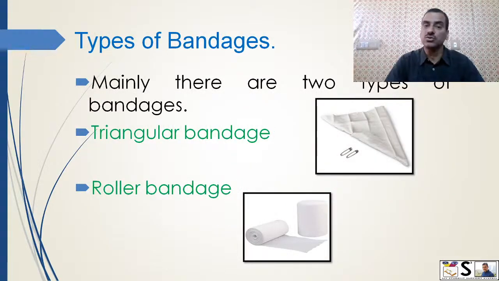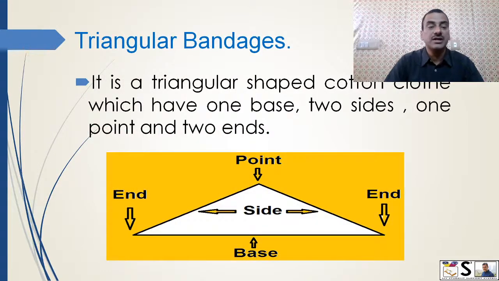Now we come to the types of bandages. Mainly, there are two types of bandages: triangular bandage and roller bandage. What is a triangular bandage? A triangular bandage is a triangular shaped cotton cloth or any other material cloth which has one base like this, and two sides. This is one side, this is the second side. Normally this side is 1 meter here. One point, and two ends. So this is the structure of a triangular bandage.